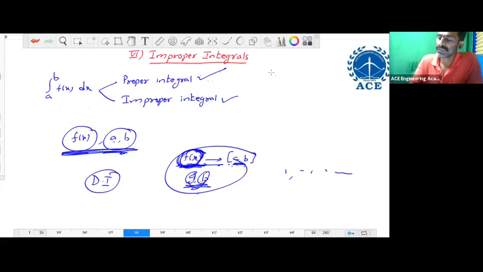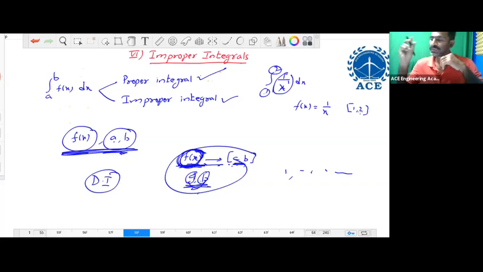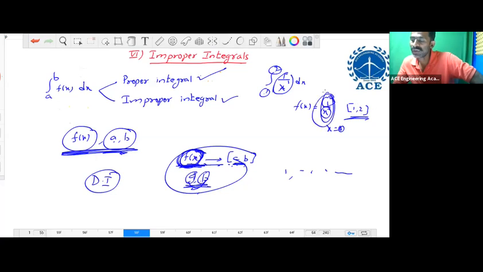For example, here, integral 1 to 2, 1 by x dx. Here the function is 1 by x and the limits are 1 to 2 only. Limits are finite. Check whether this function has finite value or not in the interval 1, 2. First of all, this function is something by something form, and it is not defined only at x equal to 0. That 0 is not inside the interval. So inside the interval 1 to 2, for all the values of x, this function will have finite value only. So f of x is finite, limits are finite, therefore it is proper integral only.